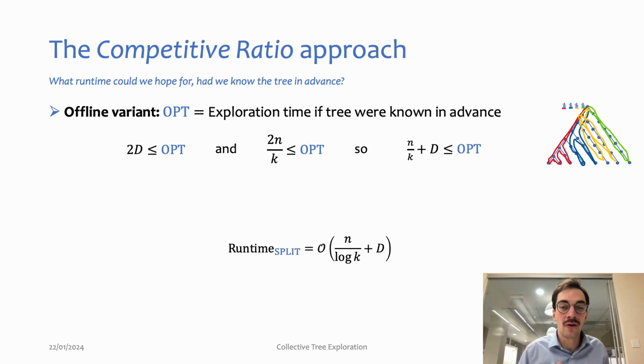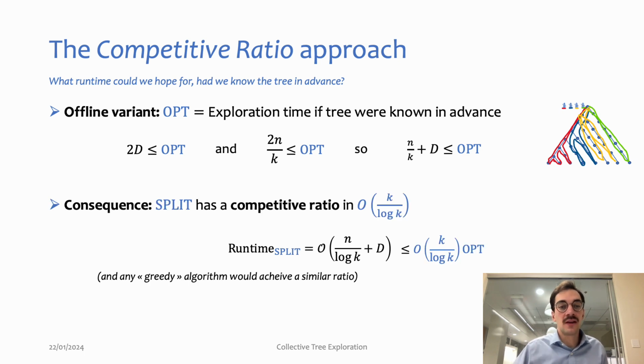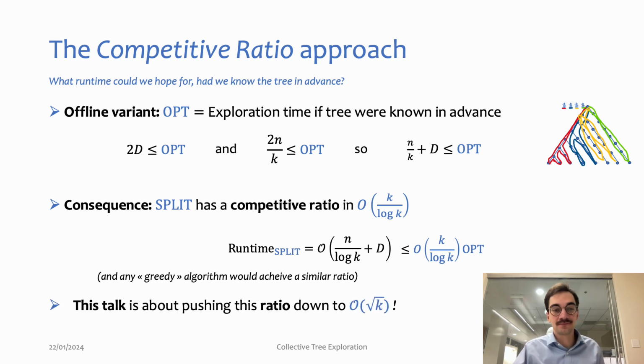With this lower bound in mind, we immediately have that split has a competitive ratio of k divided by log k, because the quantity on the left is obviously bounded by k divided by log k times OPT. And from the example we saw on the slide just before, any greedy algorithm will achieve the same competitive ratio. So this talk is precisely focused on this quantity, which is central in online algorithms, and it is about pushing the competitive ratio down to big O of square root k.